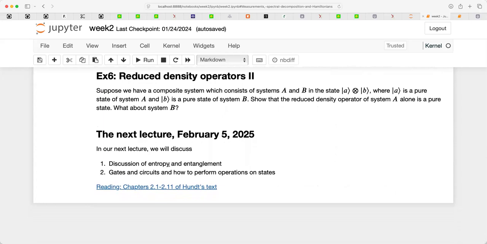So next week, discussion of entropy and entanglement, and then we're going to look into more details into gates and circuits and how to perform operations on states. And that means also a computational element. Okay, so let me stop here.